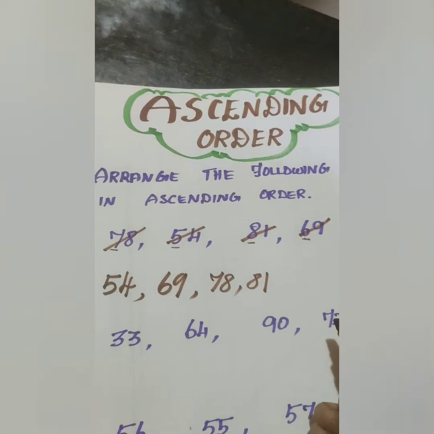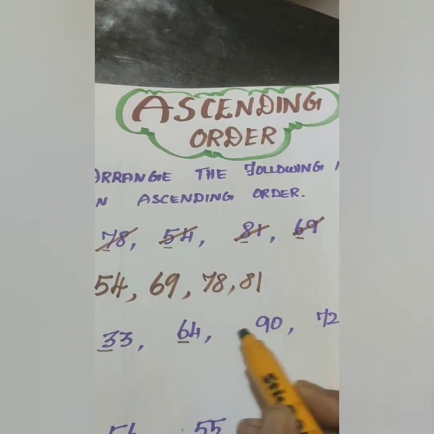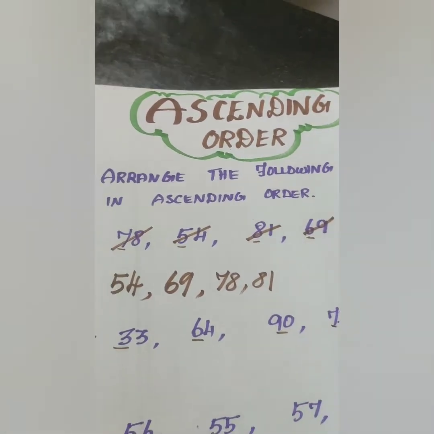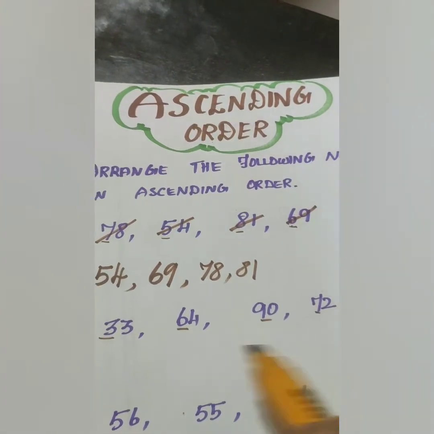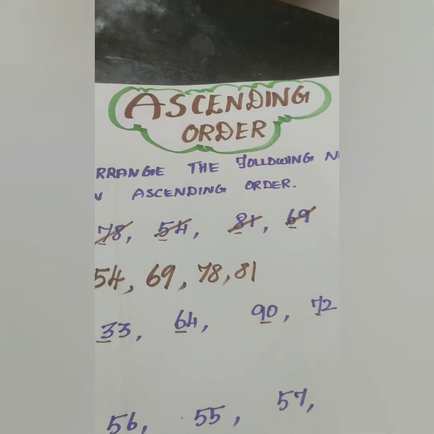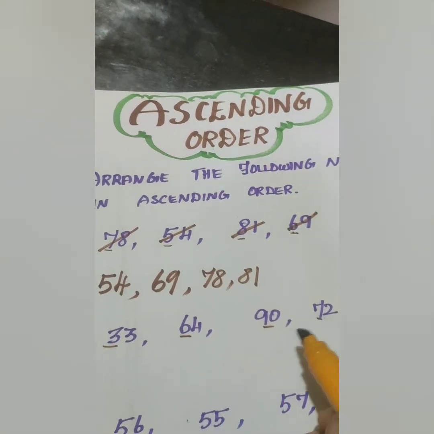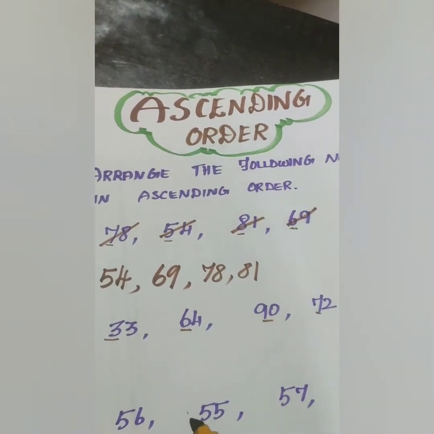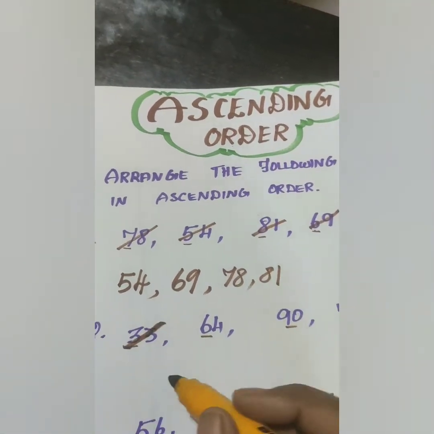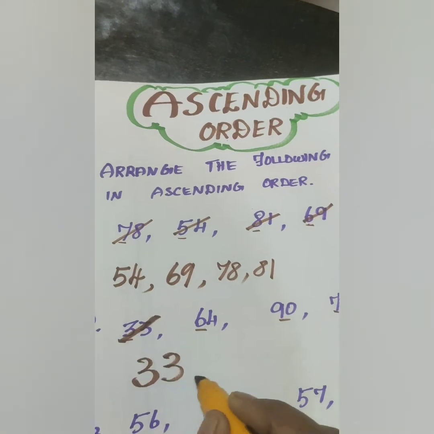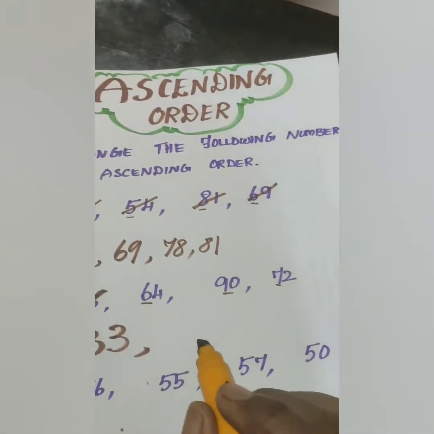So already I told you to see the first digits of these numbers. So 3, 6, 9, 7. These are the first numbers. So let us compare that. Which is smaller? 3, 6, 9, 7. The 3 is the smaller one. So I have taken 33. And then 6, 9, 7.